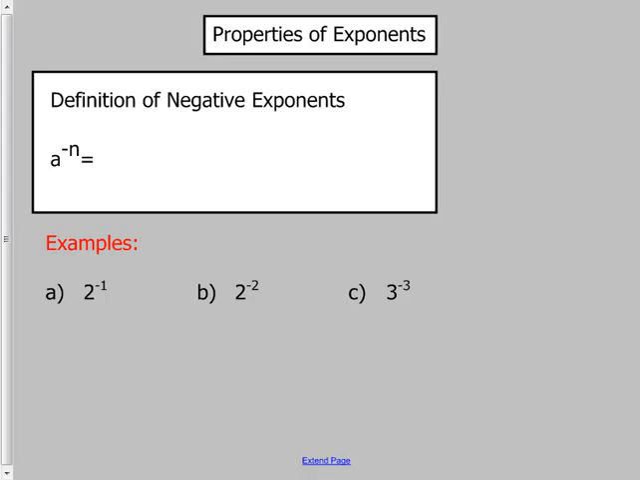On to the next one. A to the negative n. That means it's a to the n, except you flip it. So it's 1 over a to the n. What I mean is, down here, 2 to the negative 1. Wouldn't you agree that's the same as 2 to the 1, except a little bit different?